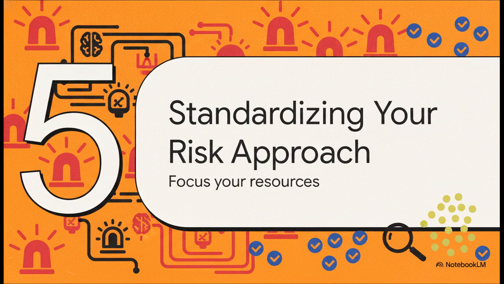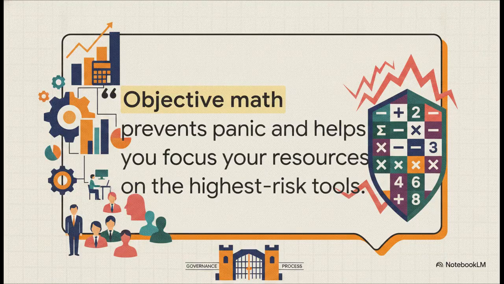And that brings us to Section 5, standardizing your risk approach, how to focus your resources. When you are staring down a massive AI inventory, a score like 80 acts as a flashing red light. It tells your compliance team exactly where to focus their limited time and energy. To reiterate the core thesis of this explainer, this objective math prevents panic and helps you focus your resources on the highest risk tools. It empowers everyone, your compliance officers, your executives, your everyday staff, to make confident, defensible decisions. It completely transforms governance from this vague, ambiguous feeling of anxiety into a structured, manageable daily process.